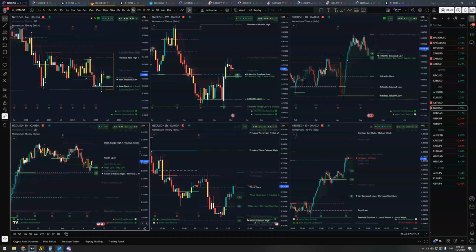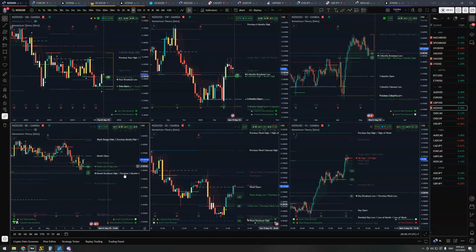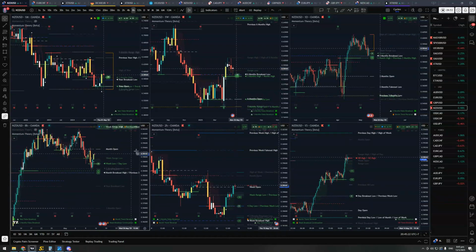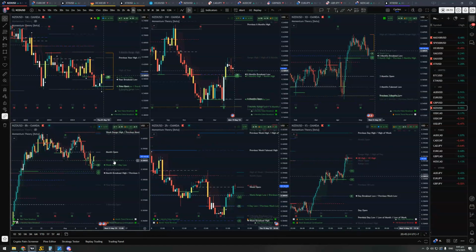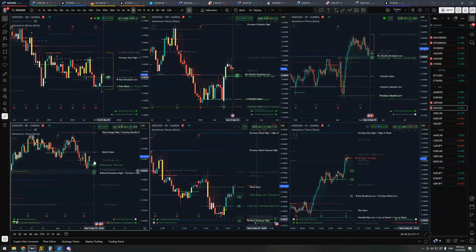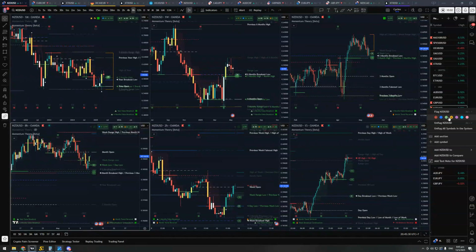Actually, I can take this as more of a swing trade move. I'll wait for the 15 minutes, but I think this will be something that I'll take on a larger time frame.